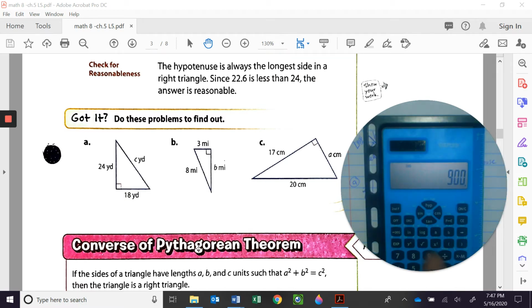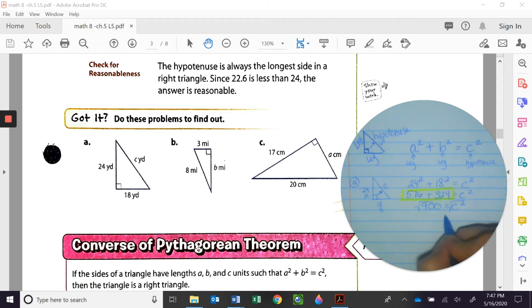So I press the square root button, and my answer is 30. So c equals 30. And then look at the picture. What are they? They're yards. So it's actually 30 yards.